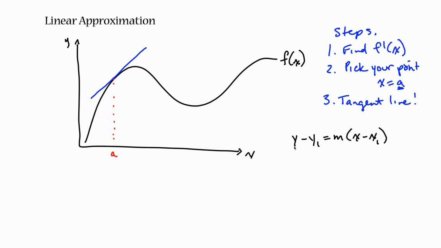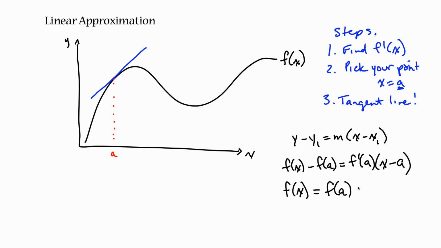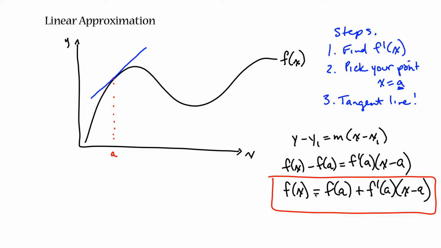So y is just f of x, y1 is this f of a, the point we have, is equal to the slope, which is f prime at a, our point, times x minus a. And our little rearrangement gives us that f of x is equal to f of a plus the derivative at a times the difference between x and a. So at a, this is fundamentally true. Close to a, it's a reasonable approximation.